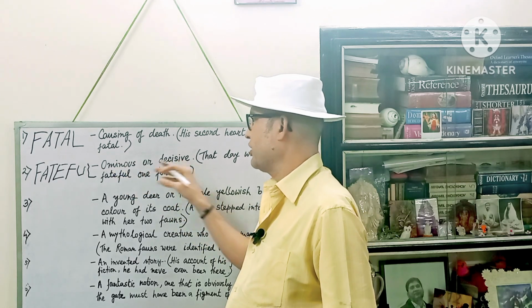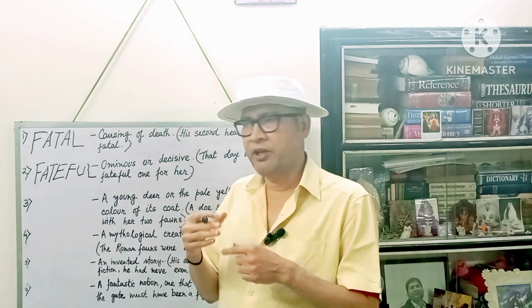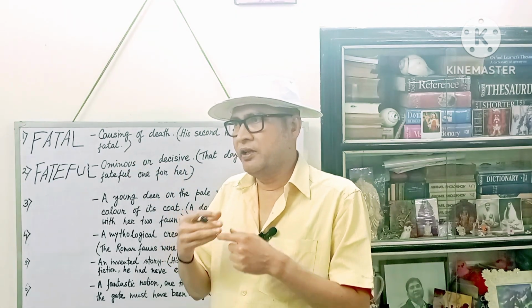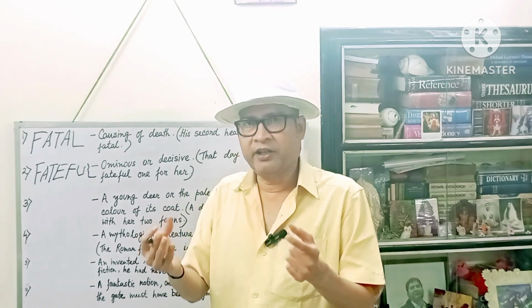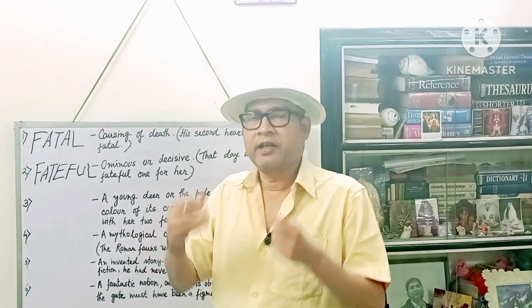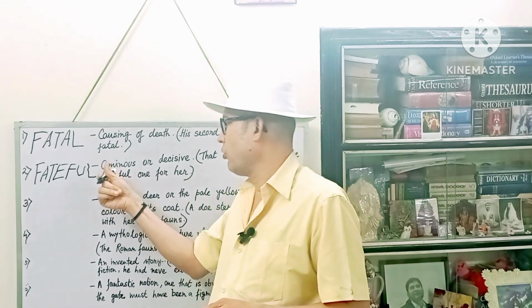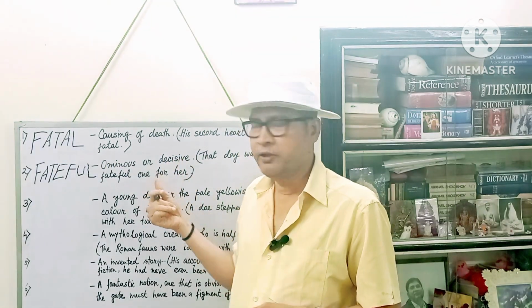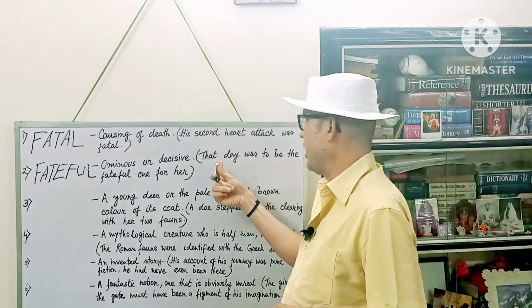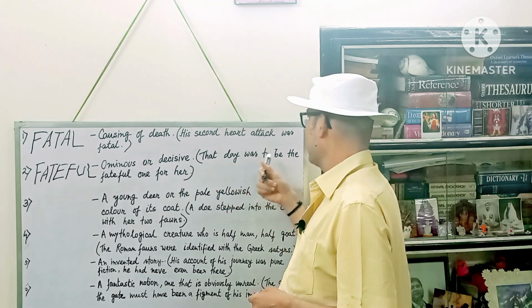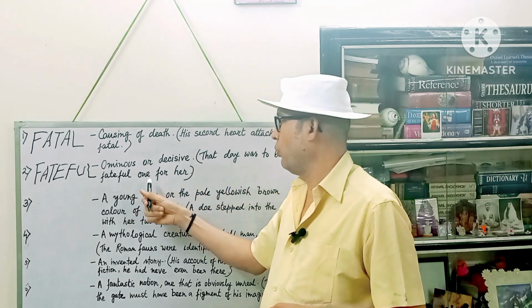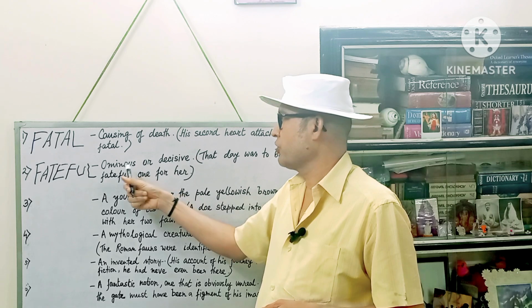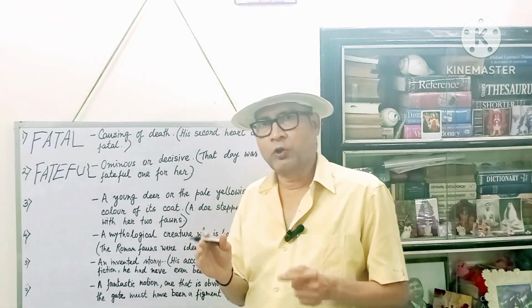So what is the meaning? Ominous or decisive. Ominous means something which indicates that something very serious, something very bad, is going to happen. And decisive is the adjective form of decide. Let us look at the example sentence now. That day was to be the fateful one for her. It was an ominous day for her.